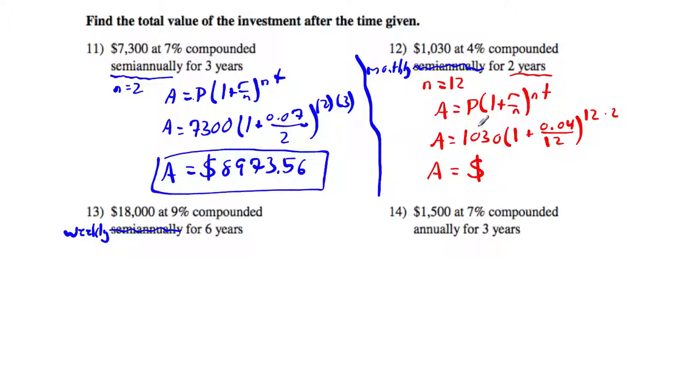So here we're going to do the same amount. So this is starting with $1,030. The rate this time is going to be 4%. We're going to divide this by 12, and we are going to raise this to the 12 times 2, which is 24. And that should give us not a whole lot. After 2 years, we haven't made a whole lot. It's just going to be $1,115.64.